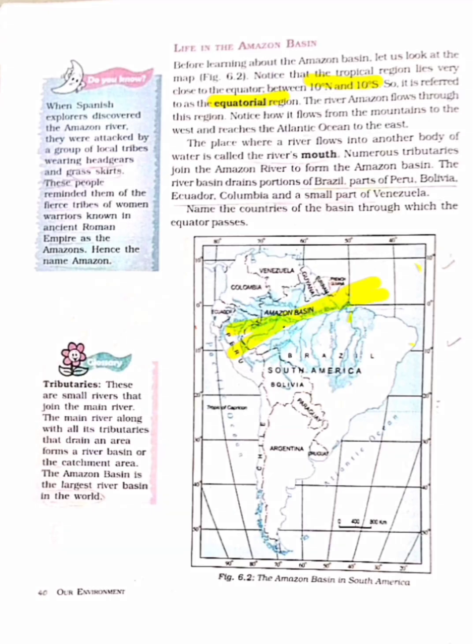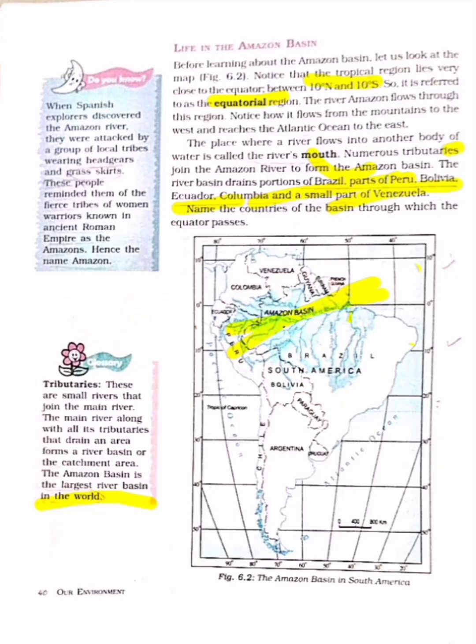The Amazon basin is the largest river basin in the world. You understand from basin, tributaries, and the area covered by them is the river basin, and that's why this is the Amazon basin. The Amazon basin covers the countries of Ecuador, Colombia, small parts of Venezuela, Brazil, and parts of Peru and Bolivia. Can you name the countries of the basin through which the equator passes? We already know they are Ecuador, Colombia, and Brazil.